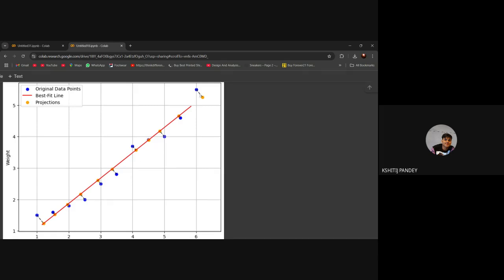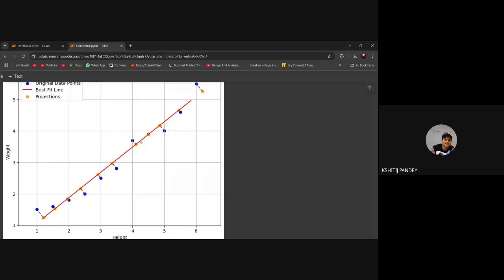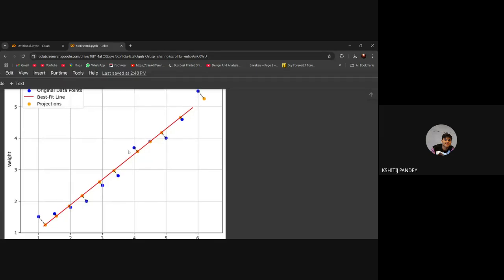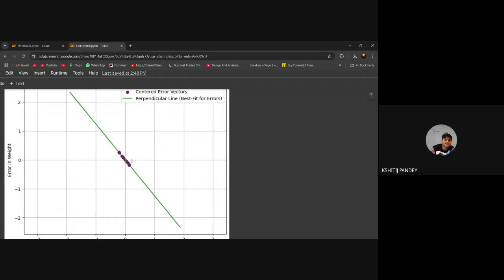To do that, we will shift all the error vectors to the origin, which is the same as centering the data. So when we line up all of the vectors, they will be in a straight line. So the best fit line to the error vectors will simply be a straight line passing through that.